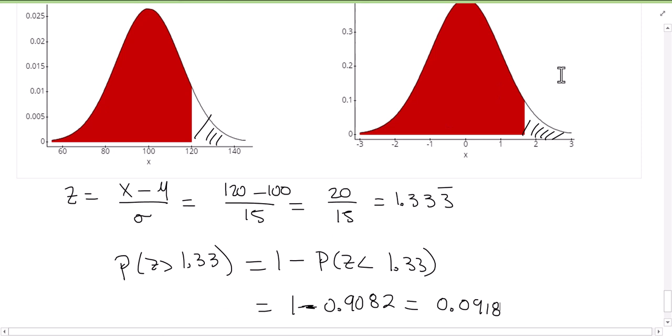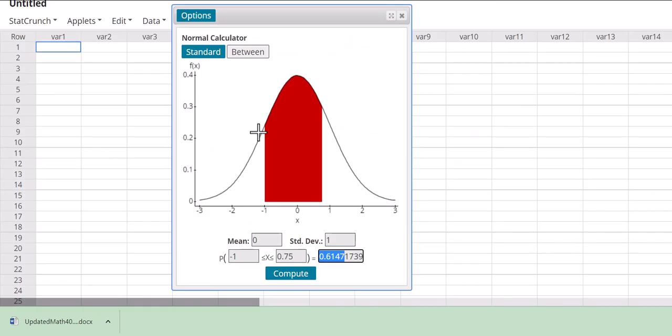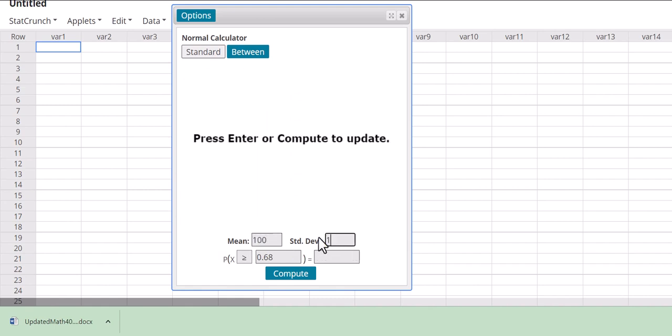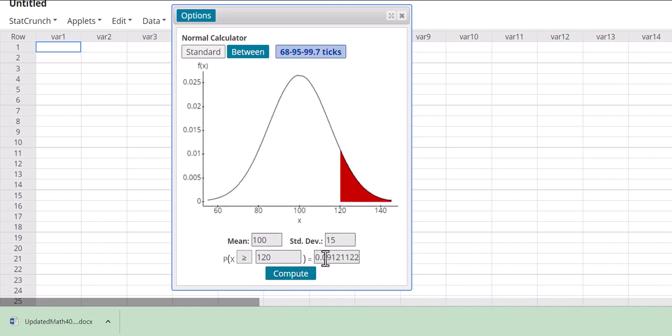Now doing it in StatCrunch, let me go back to StatCrunch. That means that I will go over here and go back to standard. But now I don't have to do z-scores. I can just do my mean is 100, my standard deviation is 15, and I want the probability that x is greater than 120 and compute. And there it is, 0.0912. It's a little bit off because we were rounding before. I did 1.33. StatCrunch is actually doing a lot more exact. So the nice thing about this is that then I don't really have to compute the z-score. I can just put in whatever my mean is, my standard deviation, and find whatever probabilities I need.